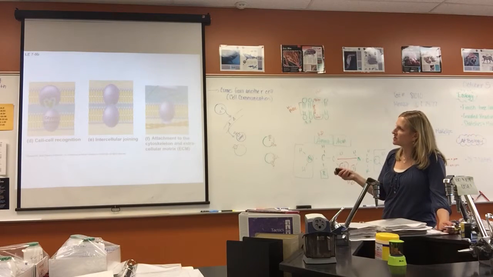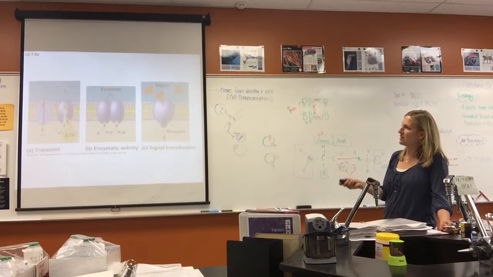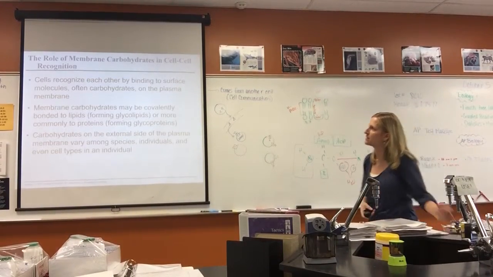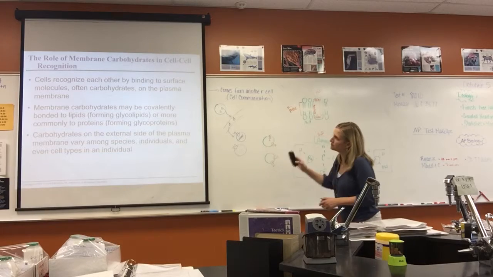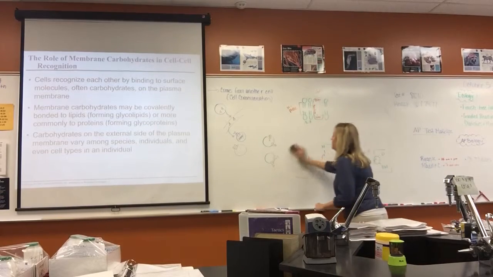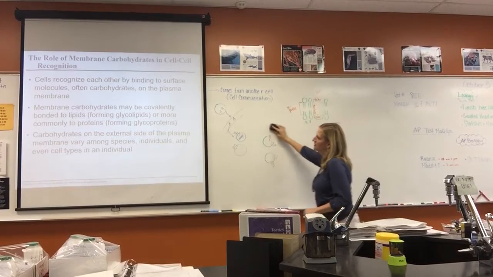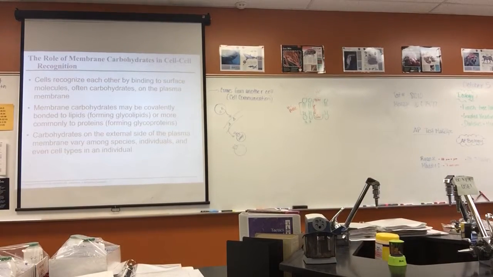Like I said, we're going to talk in about one slide about cell-to-cell recognition, and then we're going to talk a lot about the transport part, since we're talking about the cell membrane and getting things into and out of the cell. So the role of membrane carbohydrates in cell-to-cell recognition: cells recognize each other by binding to surface molecules, which are often carbohydrates, on the plasma membrane. These membrane carbohydrates can be covalently bonded to lipids, which we call glycolipids, or more often to proteins, forming glycoproteins.